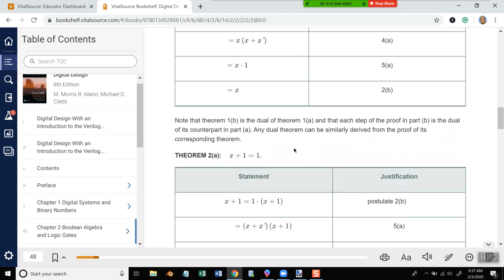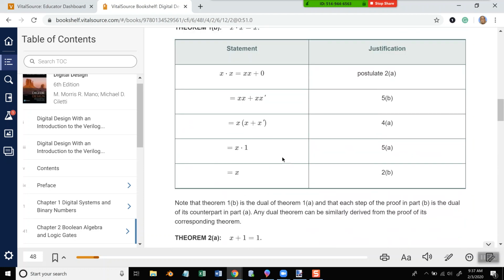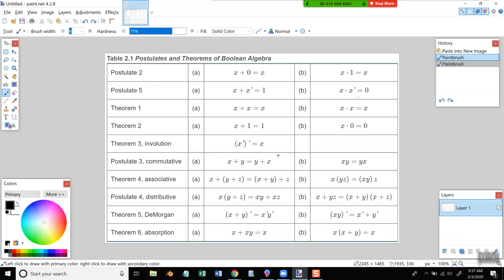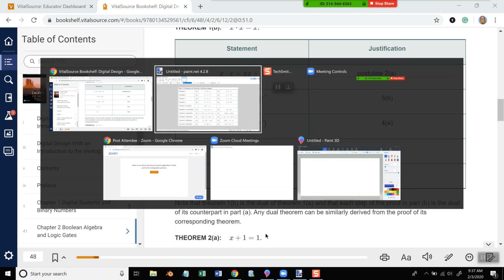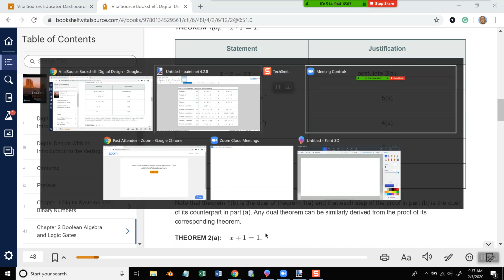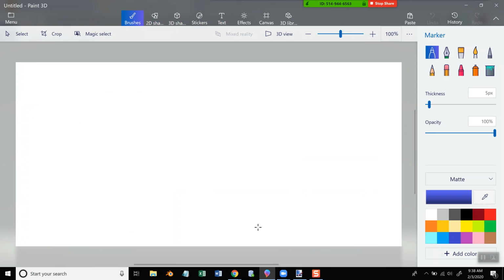Let me try this one. I'm not very good at these. I can simplify them, but to prove some of these theorems and so forth is challenging for me. So we're trying to show that x or 1 is equal to 1. And I'll cheat if necessary.